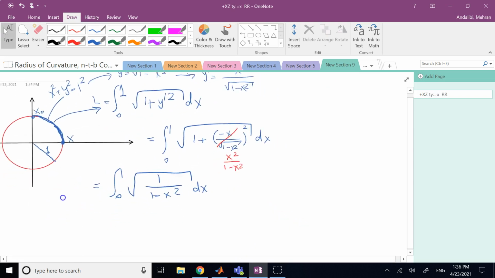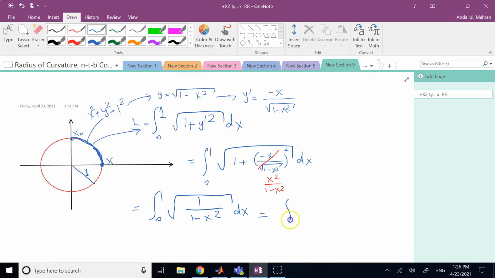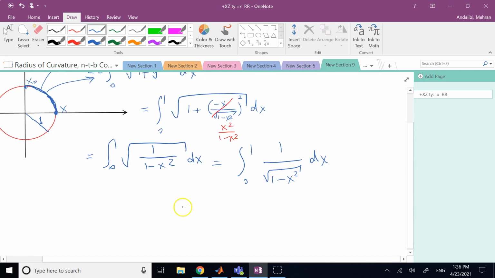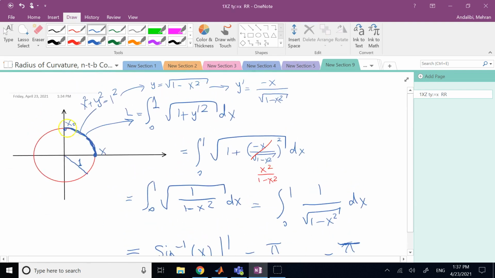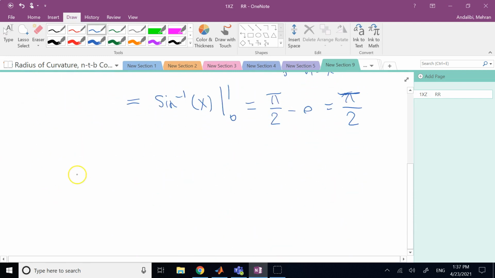And so 1 can come out. And if you know this, this is the arc sine function. So there's going to be sine inverse of x calculated at 1 and 0, which is going to be pi over 2 minus 0, which is pi over 2. And this pi over 2 is what? 1/4 of the circumference.